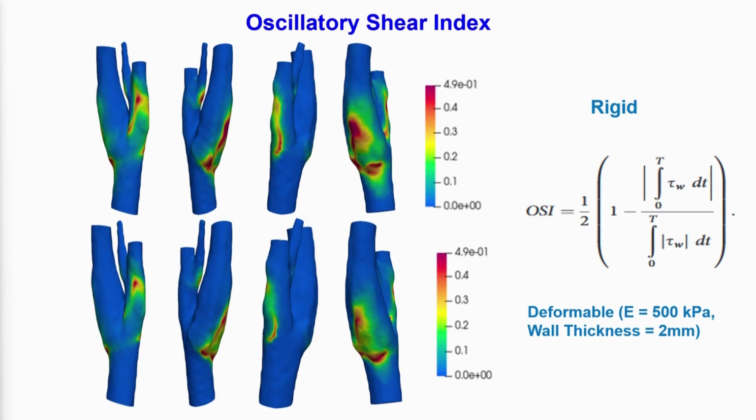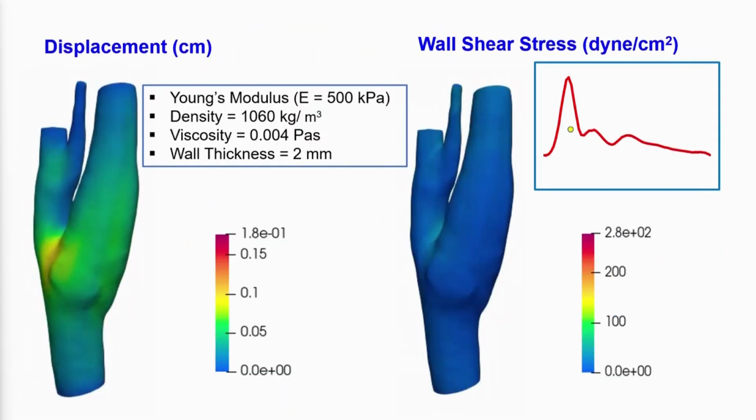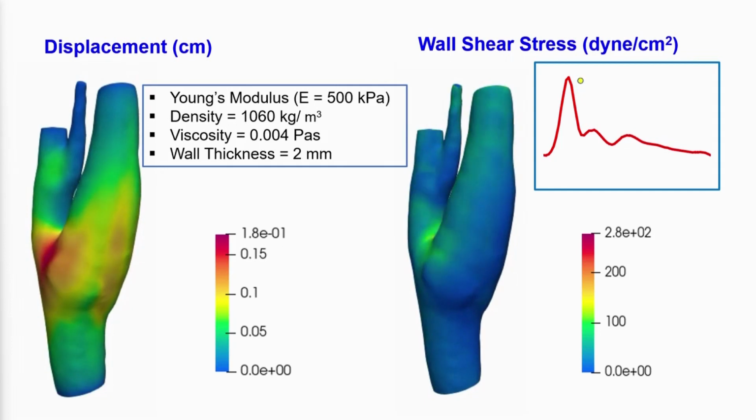Why is this very important? Because this is giving a value of the shear stress averaged over the time period, and that is very important because at every instant it is not important. And then you have this displacement and wall shear stress. So, that is how you impress a doctor. So, all these simulations, these animations going on, with these properties.